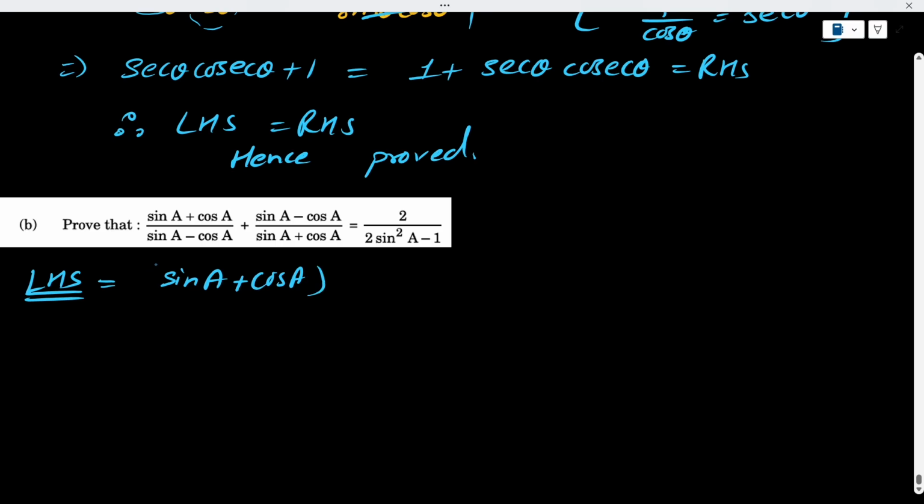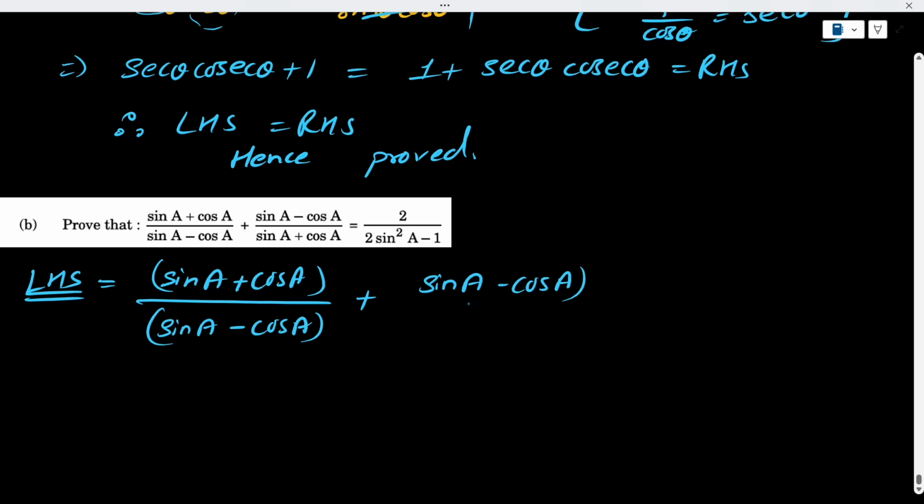Because there are two terms, please use brackets. By sine A, because it's a binomial term, I'll put a bracket, right? Plus sine A minus cos A. So whenever you see sine and cos, remember the identity: sine square A plus cos square A is always equal to 1. This is sine A plus cos A, right?